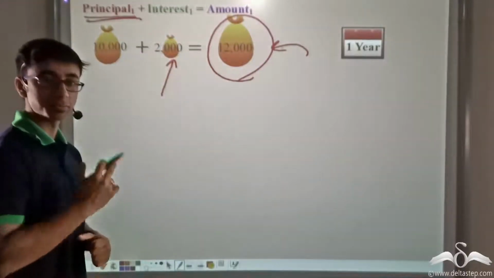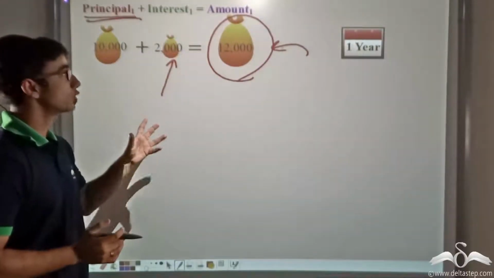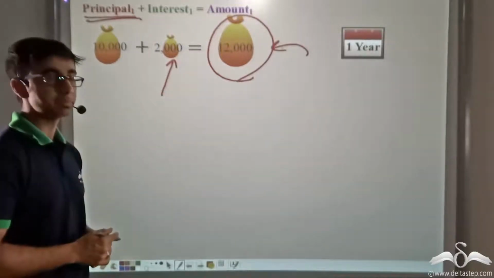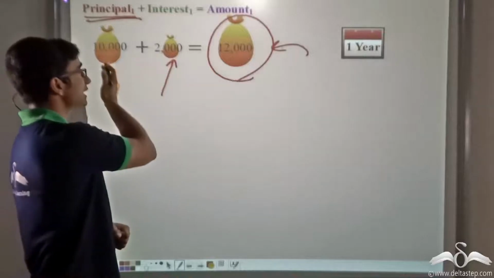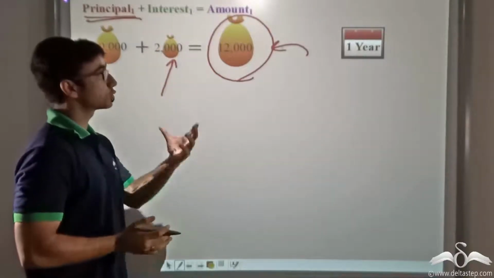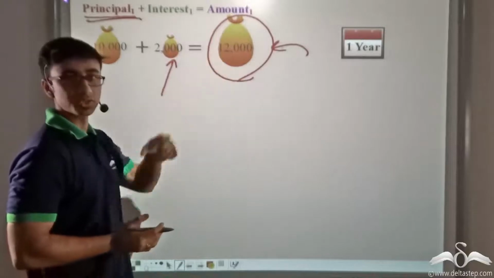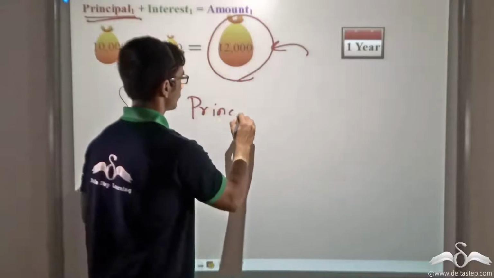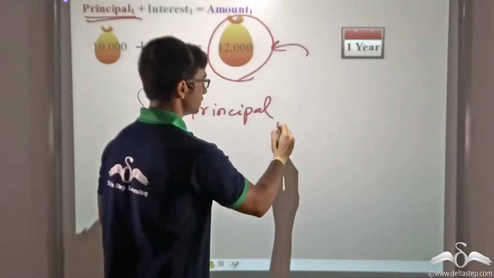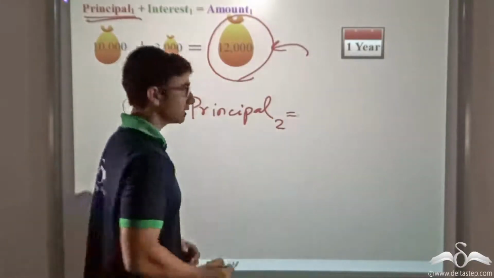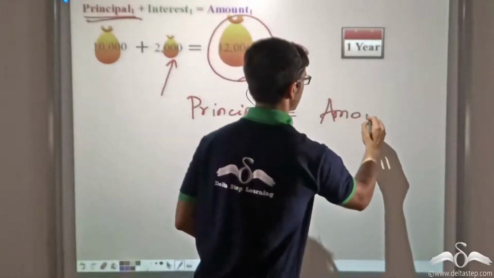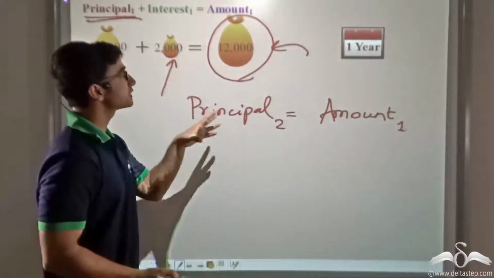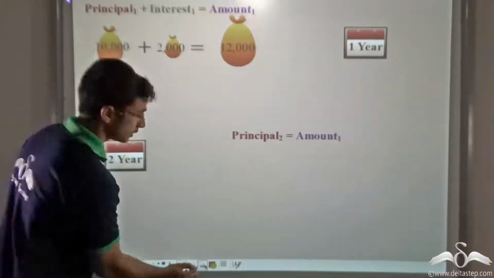However, Narayan, being a clever person, is not now going to charge 20% only on 10,000. He will charge 20% on both the 10,000 as well as the 2,000. So 20% will be charged on this 12,000. So for the second year, the principal for the second year will now become the amount that was there at the end of the first year. So the principal for the second year is 12,000.